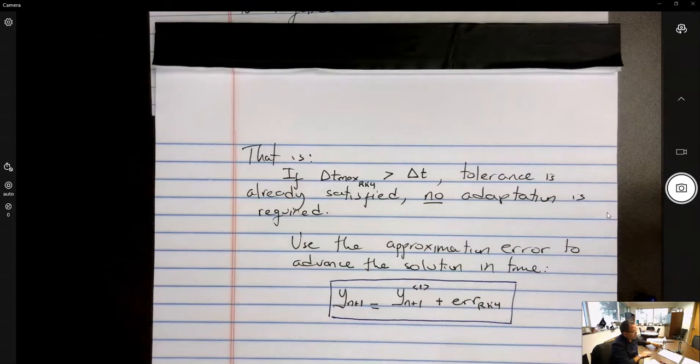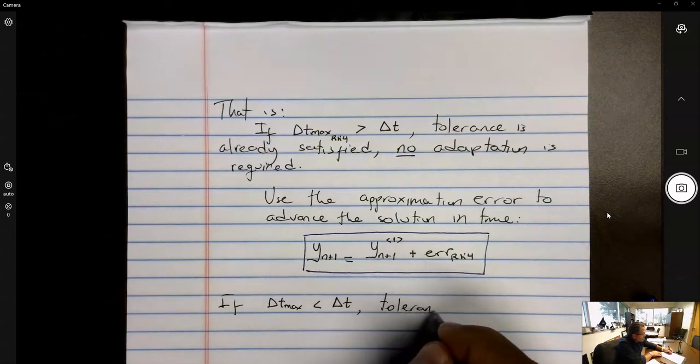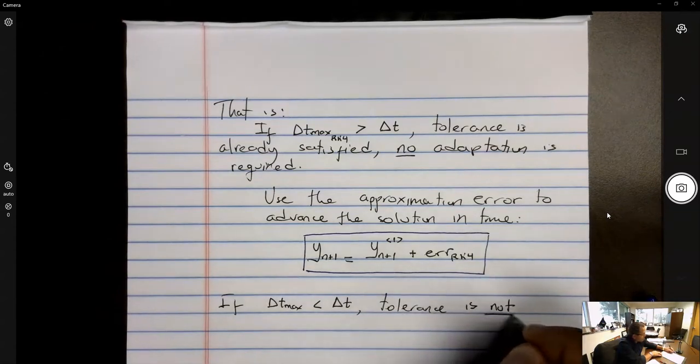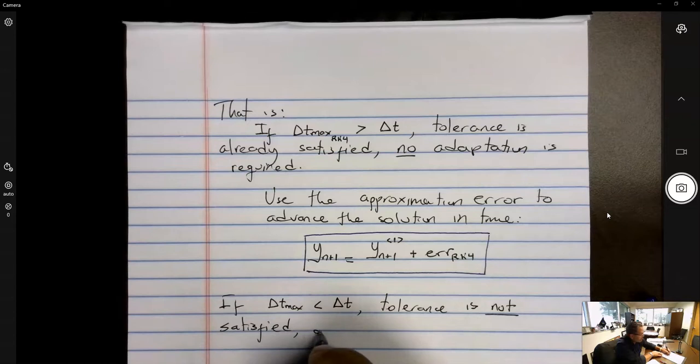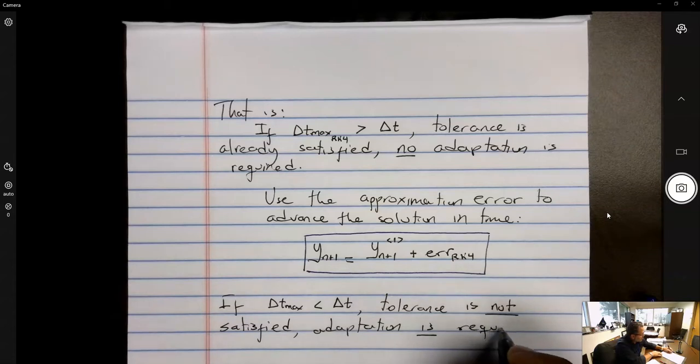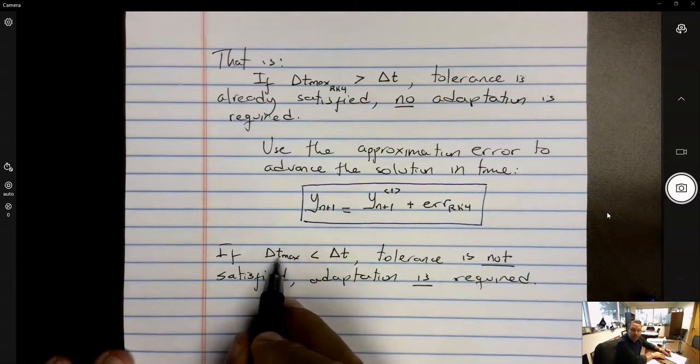So you're done. However, if delta t max is less than delta t, so when you apply this formula, you find that the delta t required to satisfy the tolerance is less than the one you use, then tolerance is not satisfied. Adaptation is required. So how are we going to adapt? What we're going to basically do is use its delta t now.